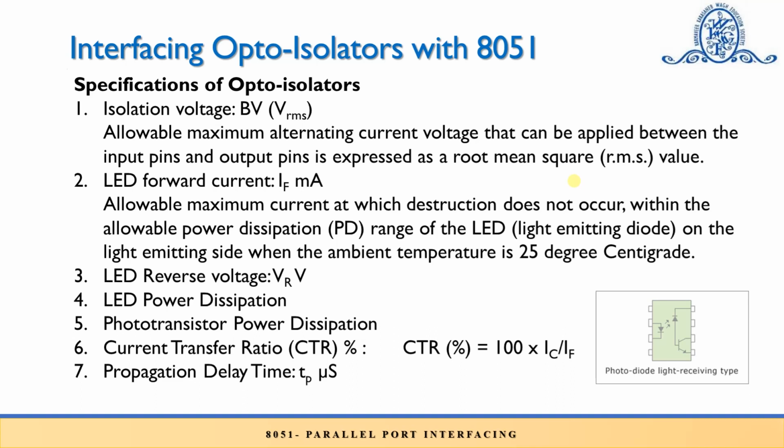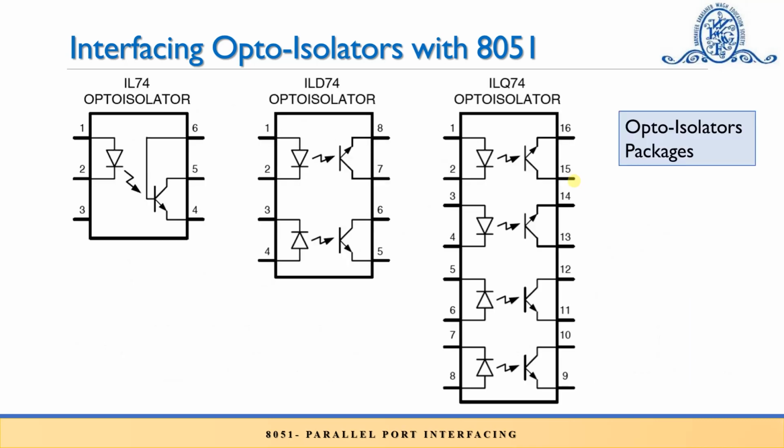Then the propagation delay time is also one of the important specifications. So when a pulse is applied at the input side, after how much time it will be available at the output side. So the TP in microseconds is the propagation delay time.